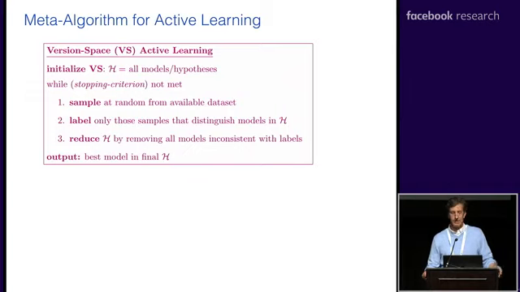And then we're going to basically iterate over a kind of loop in which at each step we're going to first sample a random sample from the data set, from the unlabeled data set. We're going to then label only those examples that distinguish models in our current hypothesis class or version space. And then we're going to reduce that hypothesis class or version space by removing all models that are inconsistent with the labels we've received. And then we'll repeat this process until we've sort of winnowed things down to a small pool of very good models, or maybe just a single model, and output that.